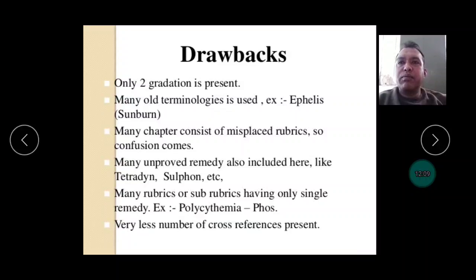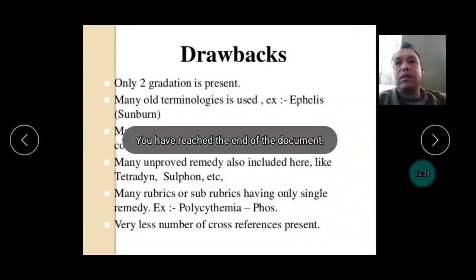Many chapters consist of misspelled rubrics, so confusion comes. Basically some of the rubrics reappear, some of the medicines reappear, and some of them are misplaced. This creates confusion in the mind of the physician. Many unapproved remedies are also indicated here, like pteridine, sulfone. Many rubrics or subrubrics have only a single remedy, and very few cross references are present.